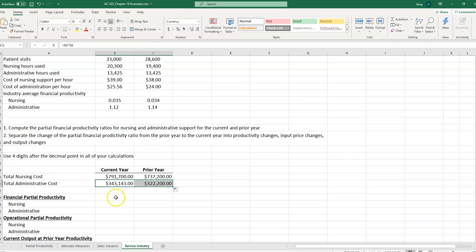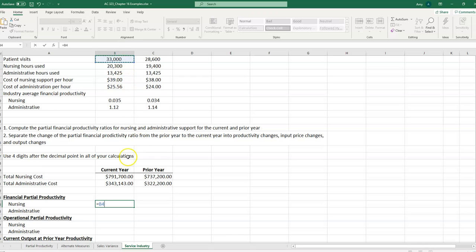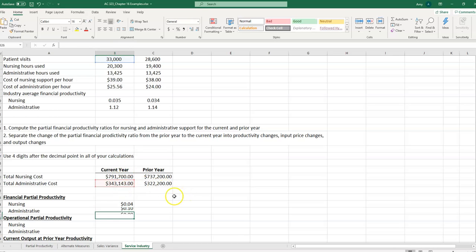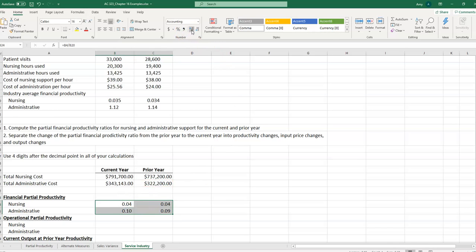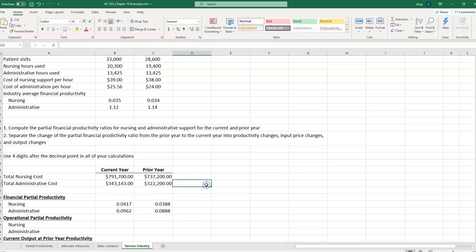So for our productivity measures for nursing, we would take the total number of patient visits divided by our total cost. So 33,000 visits divided by our nursing cost, and then for administrative, 33,000 visits divided by our administrative costs. And we do the same thing for the prior year, 28,600 patient visits divided by the cost. And then we're going to do 4 decimal points as requested by the problem. So we can see what our measures were in the current and prior year. We can look at the industry average and where we compare to the industry average.